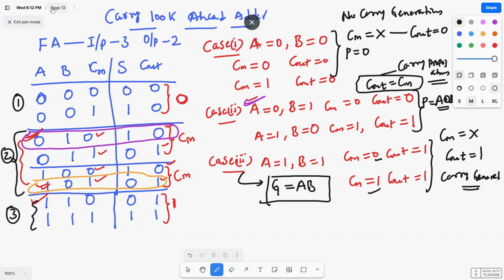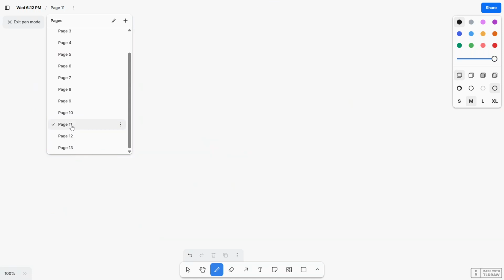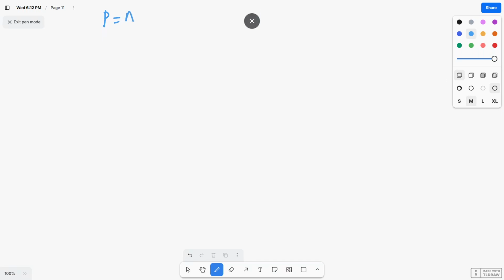Okay. Next, if you see, from this you can conclude that propagate equal to what? Propagate equal to A XOR B, and generate equal to what? AB. Okay, propagate and generate. So suppose if you consider i equal to stage, i equal to what? First stage, second stage, that is stage.